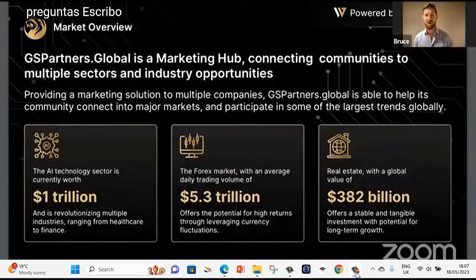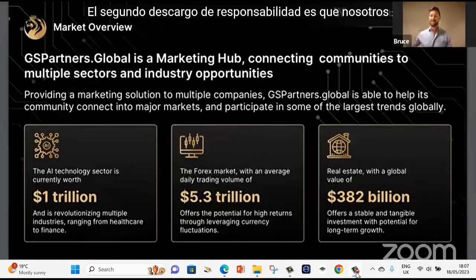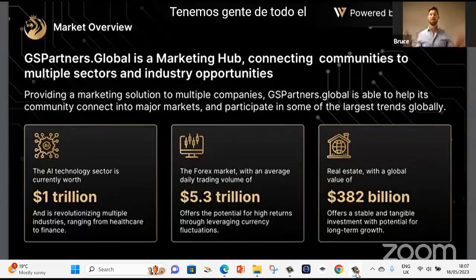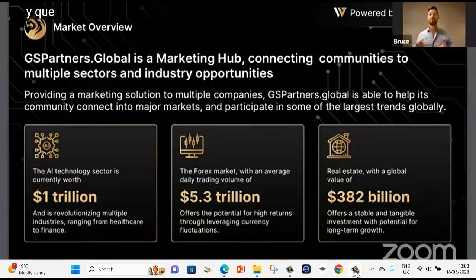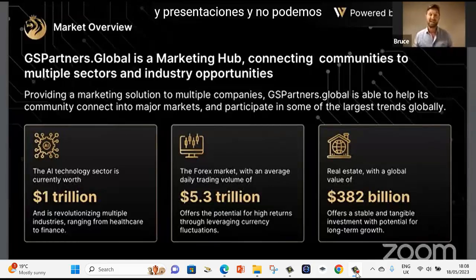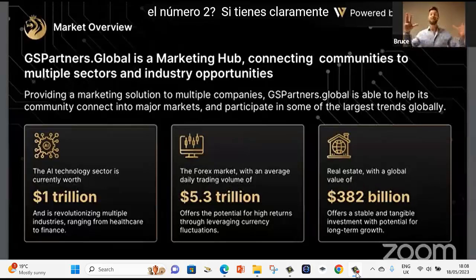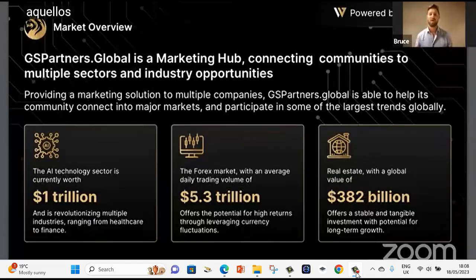What is gspartners.global? GS Partners is a marketing hub. We connect communities, we connect our user base into companies that are positioned in multiple sectors with multiple industry opportunities. We focus in the AI technology sector. That includes blockchain, Web 3.0, and all AI technologies, and it currently has a market cap of 1 trillion and potentially larger.